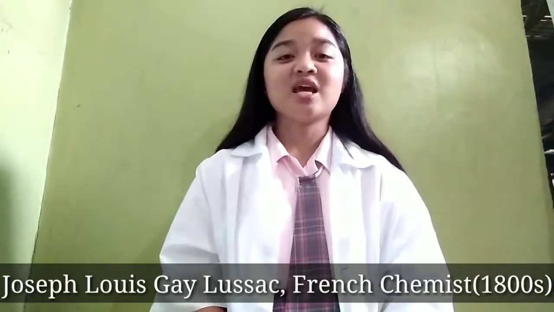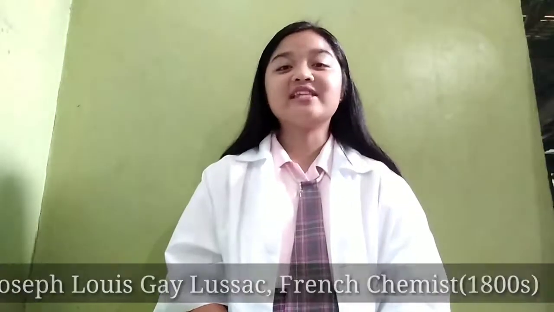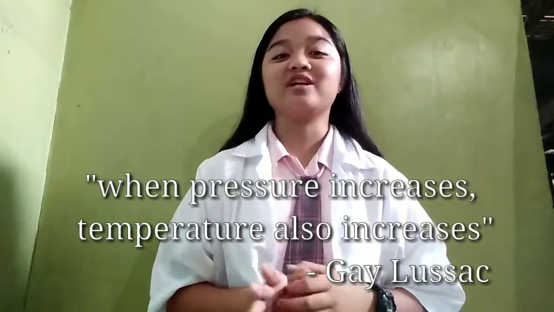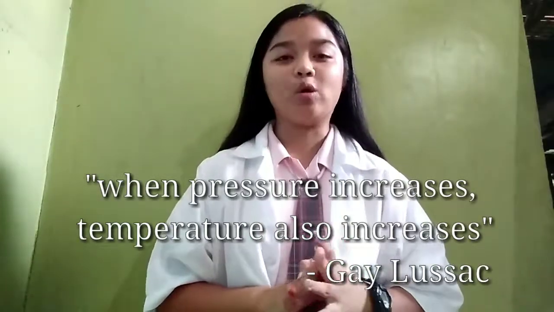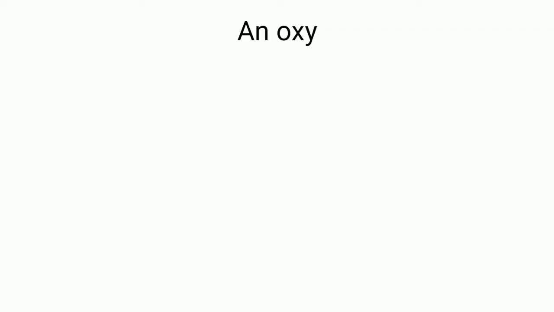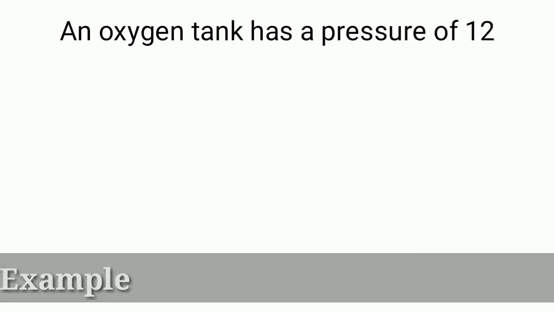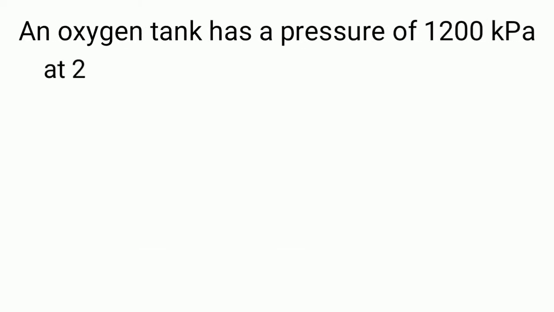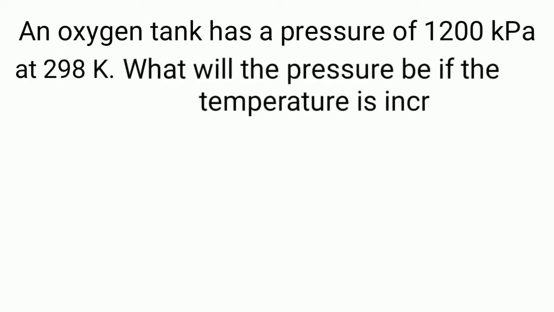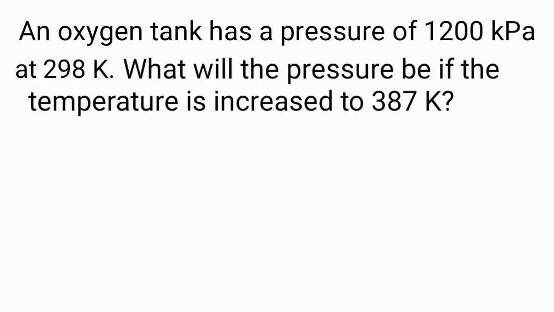This law was formulated by a French chemist, Joseph Louis Gay-Lussac, in the late 1800s. He said that when the pressure of a gas increases, temperature also increases. An oxygen tank has a pressure of 1200 kilopascal at 298 Kelvin. What will be the pressure if the temperature is increased to 387 Kelvin?